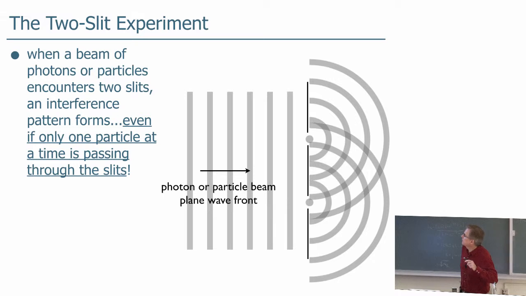We have a plane wave front that hits a screen, and there are two slits, and each of those slits acts like a point source of waves coming out, according to Huygens' principle. Those waves interfere and give you a pattern of light and dark spots on the screen beyond. You did this in DL and everything. Did it in lecture here. So we know this works for photons.